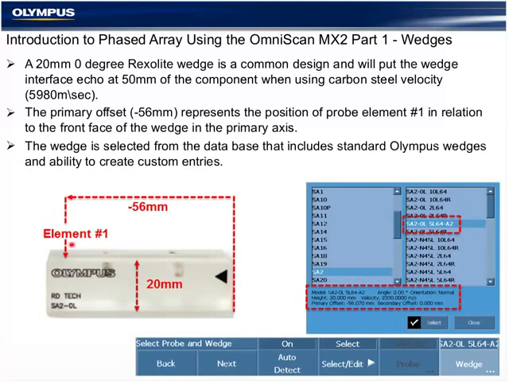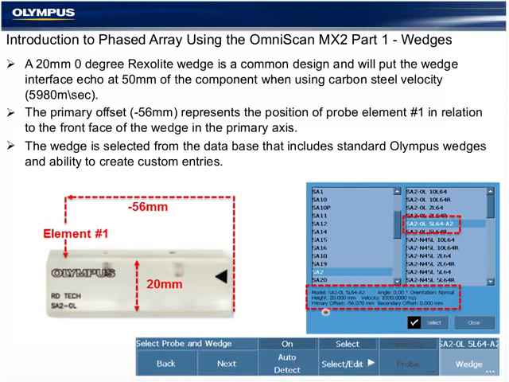We can flip-flop the probe. The velocity is a constant for Rexolite. The height of this first element in the wedge is very important for the software to be able to do the beam formation. The reference is very important for displaying data.